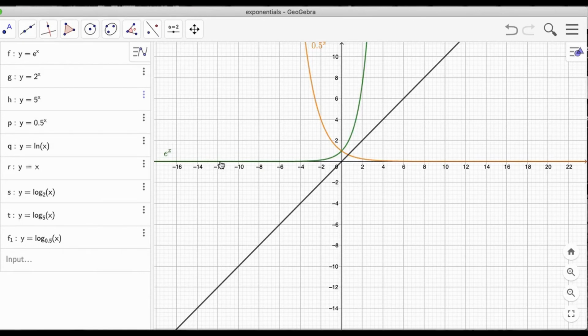This is e to the x in green. This is 0.5 to the x in yellow, amber. Of course, we have an inverse, the log of base 0.5. And these are funny because the function 0.5 to the x and its inverse log base 0.5 intersect at a point, which didn't happen with the exponential and the natural log.